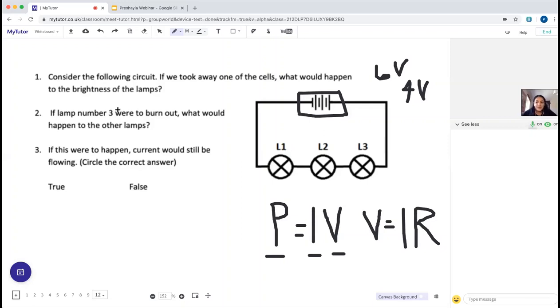Now, if lamp number 3 were to burn out, or you unscrewed it, what would happen to the other lamps?